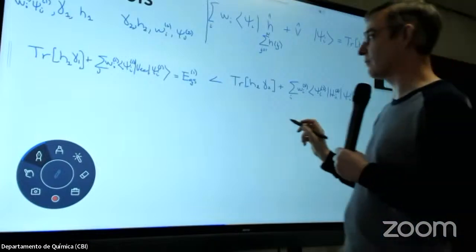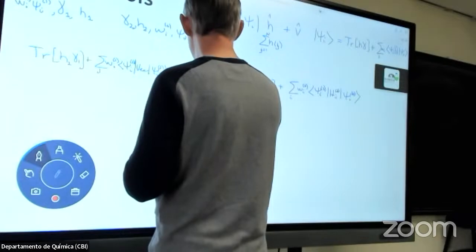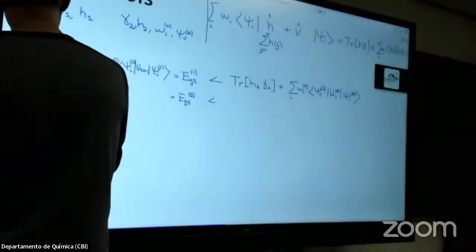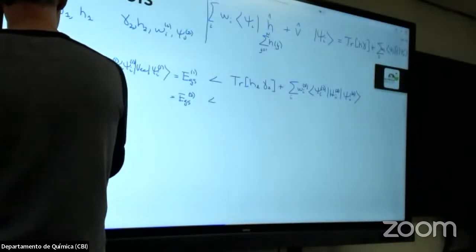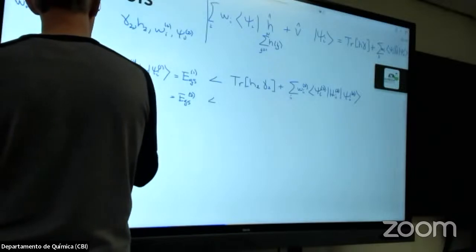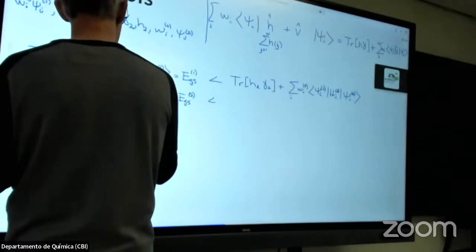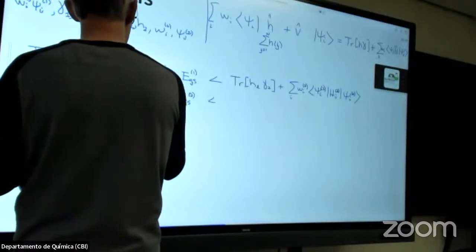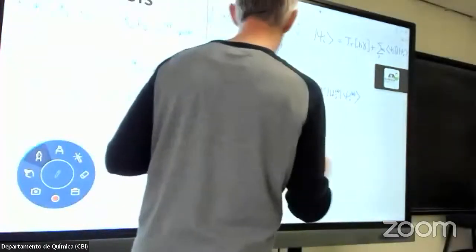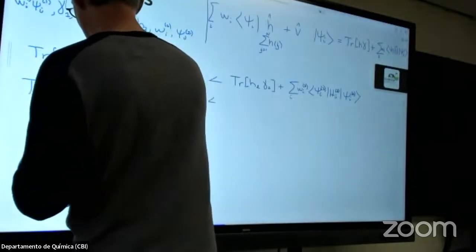And I can do the same thing over again. I can say this is E ground state 2, trace of H2 gamma 2 plus the sum over I, WI 2. Oops, I'm changing my notation in the middle of the stream.